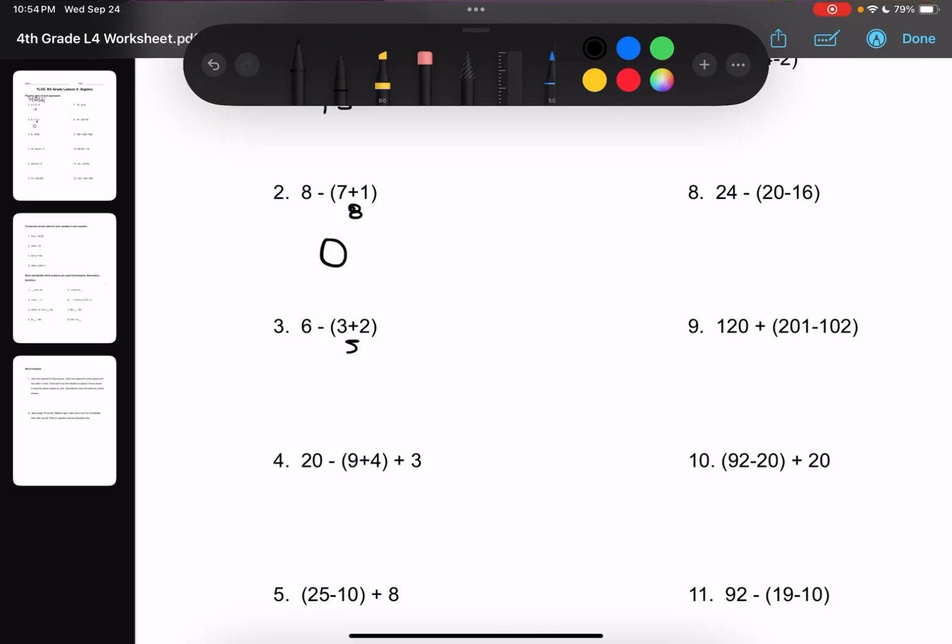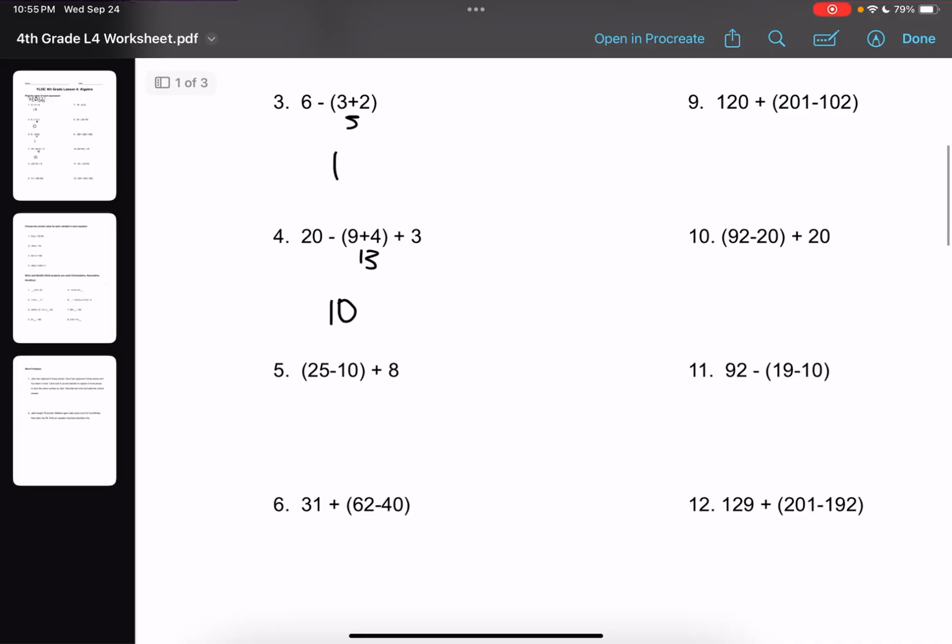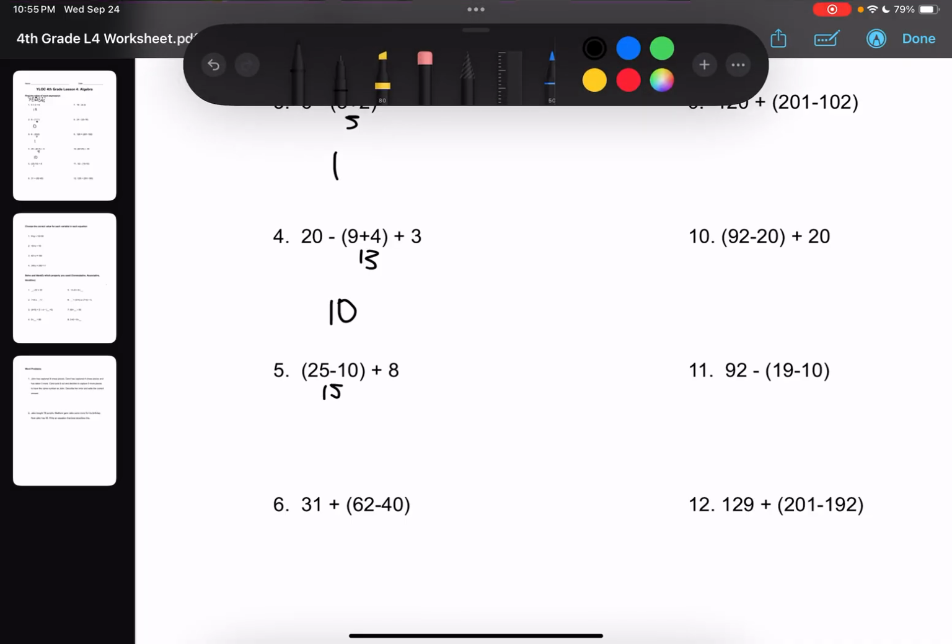So 3 plus 2 is 5, 6 minus 5 is 1. Okay, so the parentheses first, so it's going to be 9 plus 4 is 13, and then 20 minus 13 is 7. 7 plus 3 is 10 as your final value. Okay, 25 minus 10 is 15, and then 15 plus 8 is going to give you 23. Okay, and then for number 6, do the parentheses first. So 62 minus 40 is going to be 22, and then 31 plus 22 is 53.